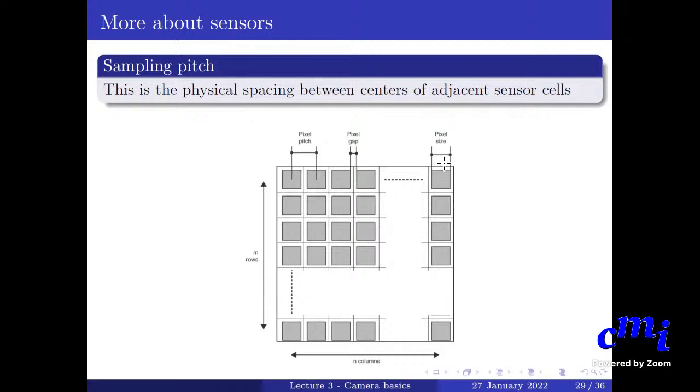So three things to know. The number of rows and number of columns, because the sensor need not be square. The sensors can be rectangular in shape. So there might be an unequal number of cells along the rows and along the columns.